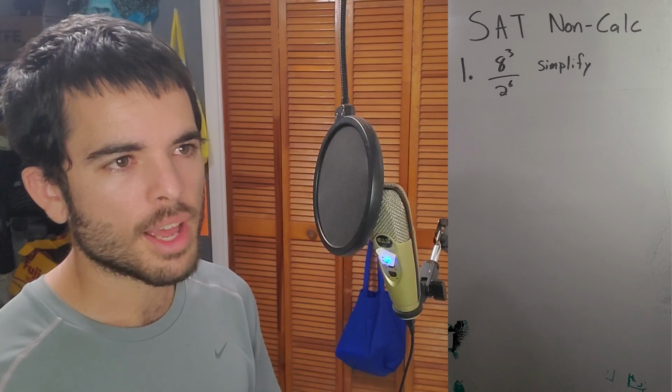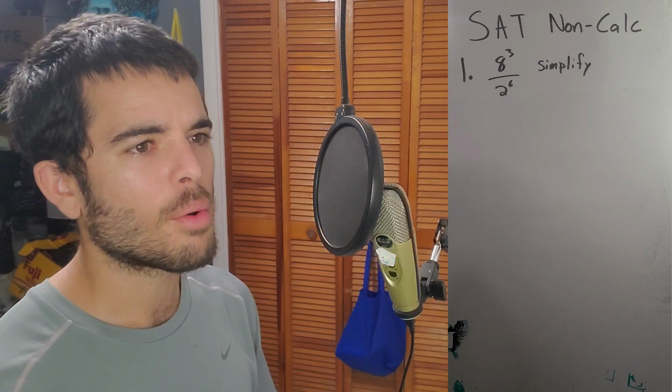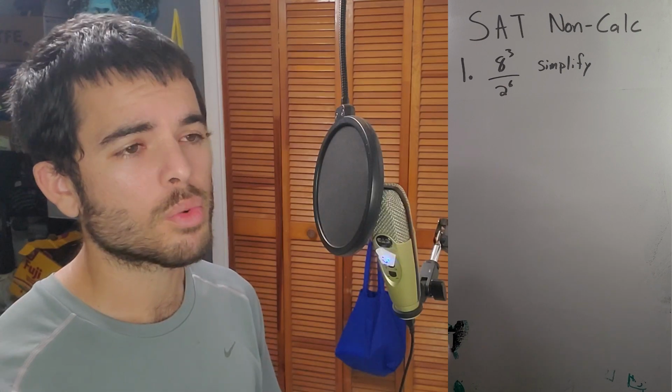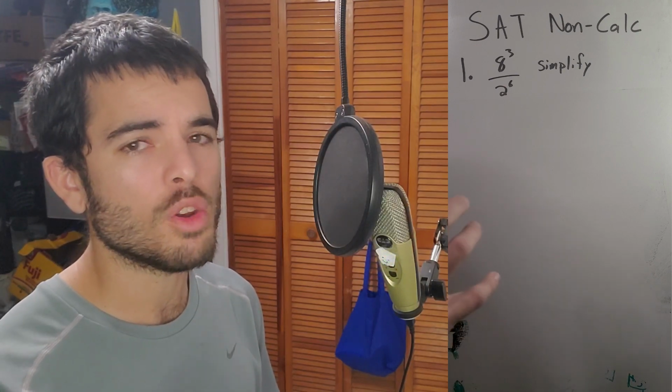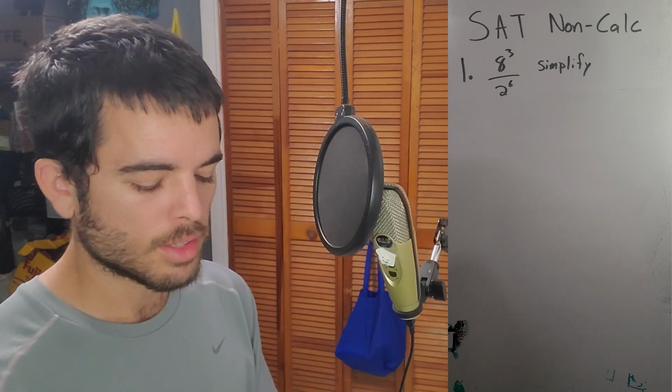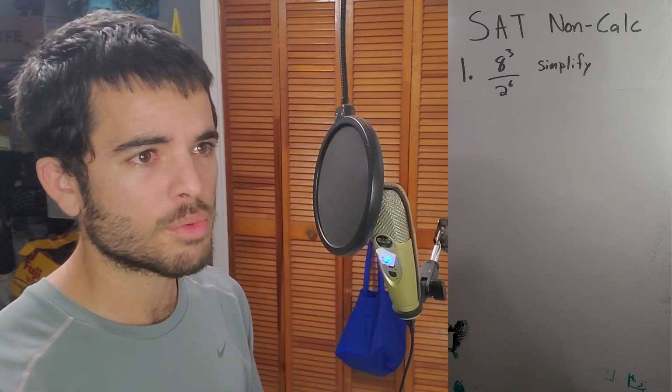So for number one, we have a fraction here, 8 to the third power over 2 to the sixth power, and the expectation is to simplify. This is a great FRQ problem. We're going to end up getting a numerical value at the end. This might come up as a multiple choice or FRQ. Let's get to the point though. We have to simplify this fraction.